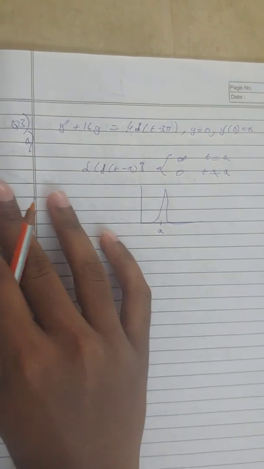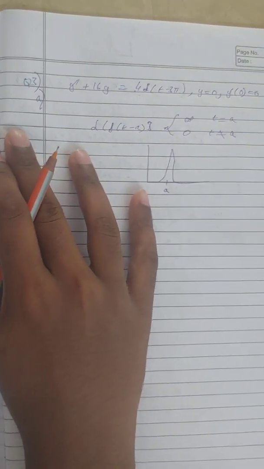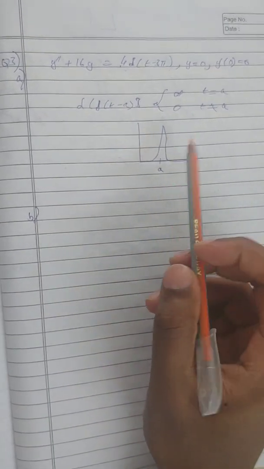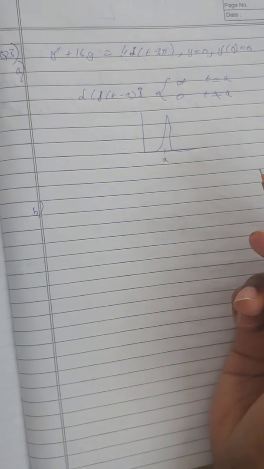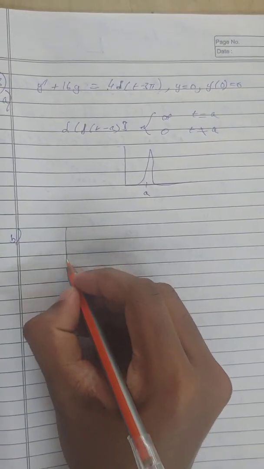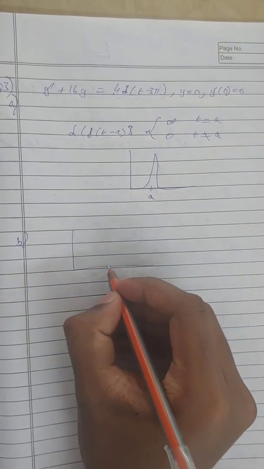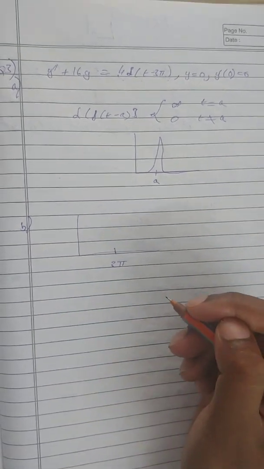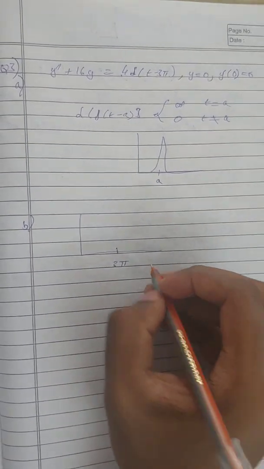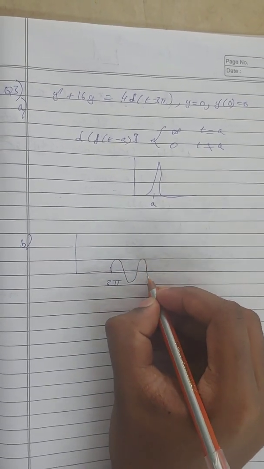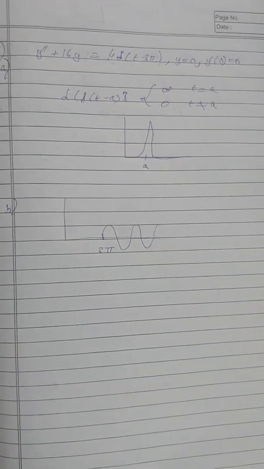Then B, without solving and just using your intuition, sketch the graph of the solution. So the impulse is given to the spring mass system at time t is equal to 3 pi. So according to me, at 3 pi, the spring mass system gets an impulse, and after that, it has a sinusoidal graph of motion.